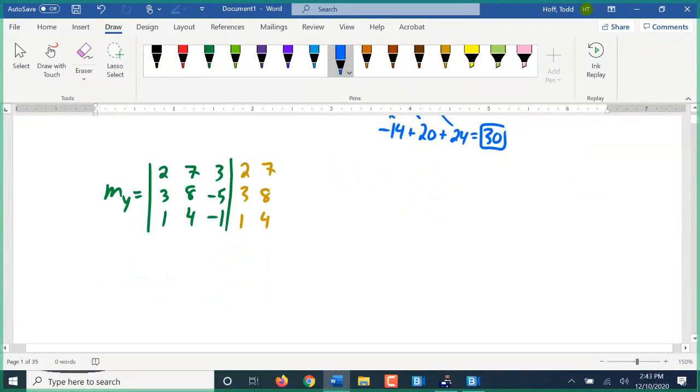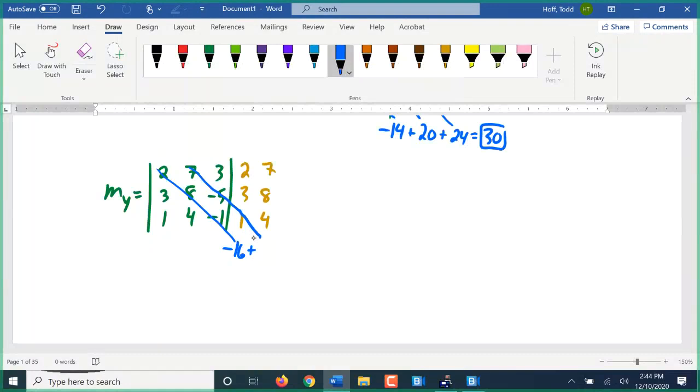Going down, 2 times 8 is 16, times negative 1 is negative 16, plus 7 times negative 5 is negative 35, times 1 is negative 35, plus 3 times 3 is 9, times 4 is 36, gives us negative 15.